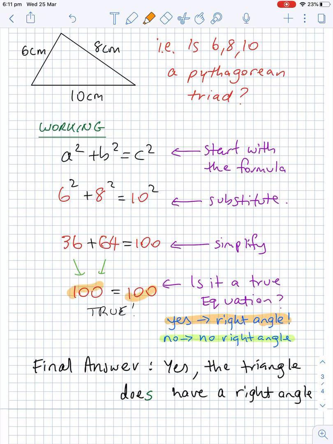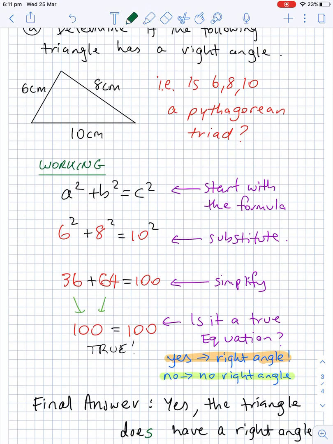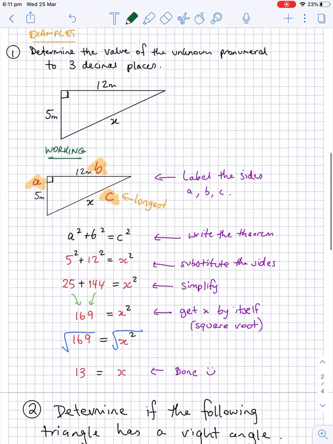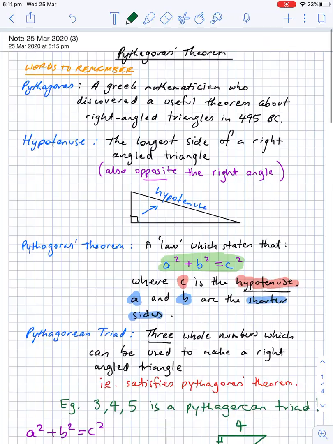If we got something like 100 equals 90 or something, that would be a false equation, and you would say that no, there is no right angle in this triangle. But this one definitely does. You can see here that opposite the longest side, that would be our right angle right there. So hopefully these few questions help you out a bit with the work today.